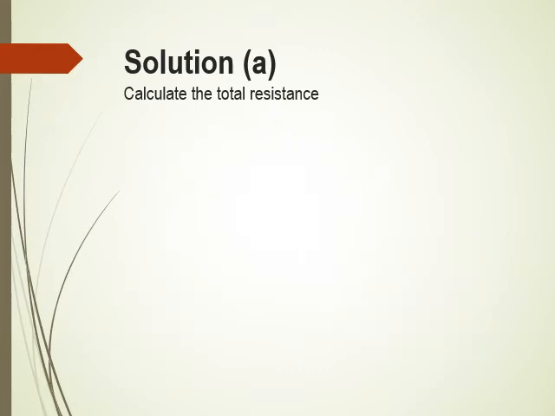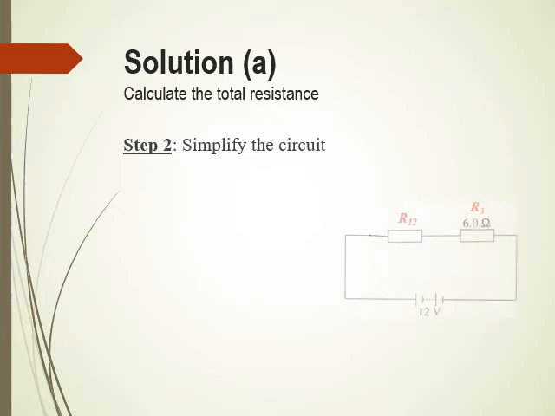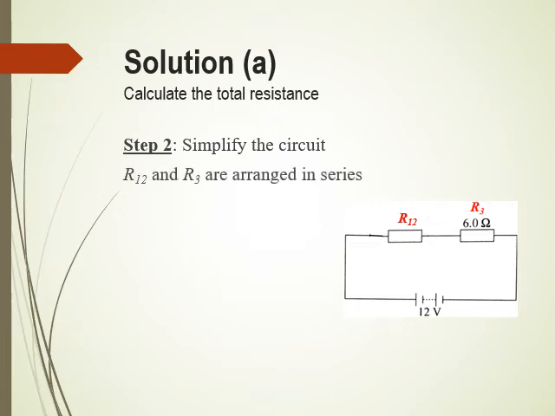Let us continue with step 2, simplify the circuit. After we simplify R1 and R2, now we are left with R12 and R3. As you can see in the diagram, these two resistors are now connected in series. So to calculate R total, which is the R equivalent, Req equals R12 plus R3. Substitute the values into the equation and you will get R equivalent equals 9.08 ohm.